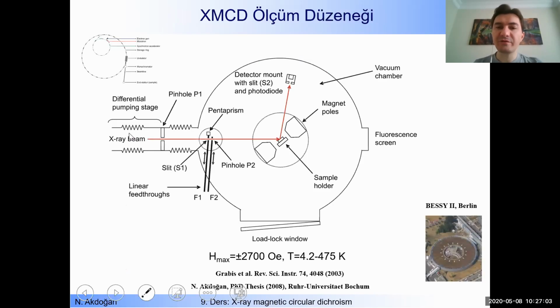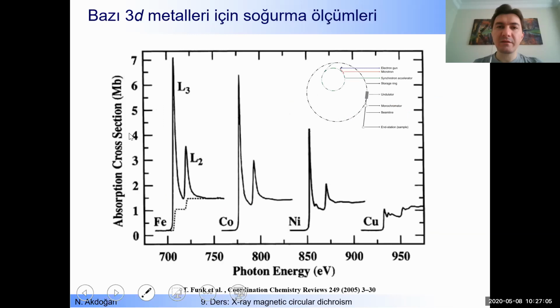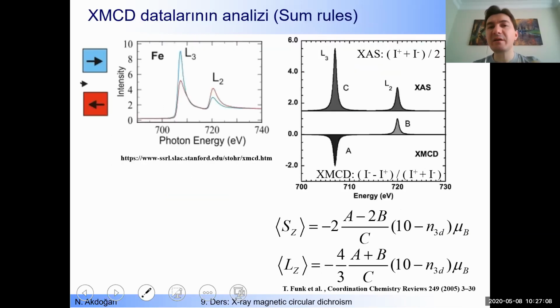And how to do that? This can be done by using the sum rules, okay? They are summarized and explained in that paper. You can find that. So here we have S subscript Z, L subscript Z. This shows the spin magnetic moment. This shows the orbital magnetic moment. And how to calculate them? Look at this one. Let's consider that you are measuring the iron, okay?